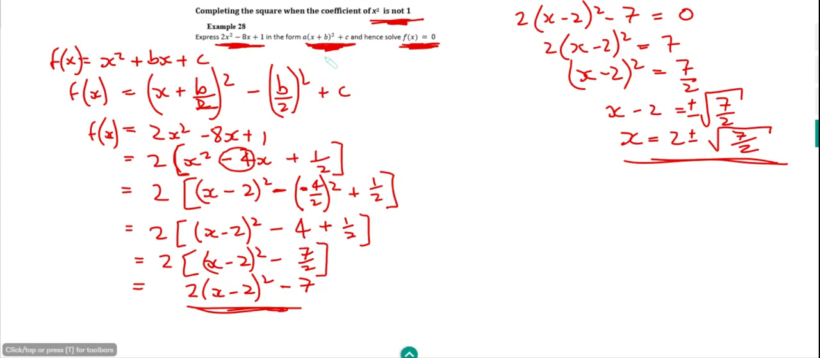If we now wanted to do a sketch of this function, it's handy that it's in this format. So we can base it on our original y equals x squared graph. So here it is.